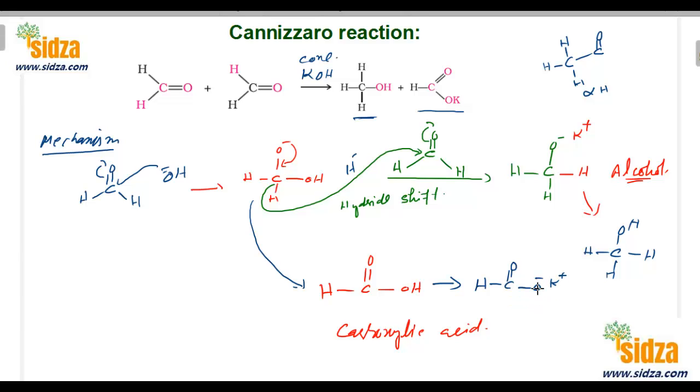Alright, so that means in the Cannizzaro reaction, you get one alcohol, one carboxylic acid. And the important step in the mechanism is hydride shift, right? H negative. Hydrogen with electron pair shifts from one aldehyde to another aldehyde molecule, right? So let's take one more example here in the Cannizzaro reaction.